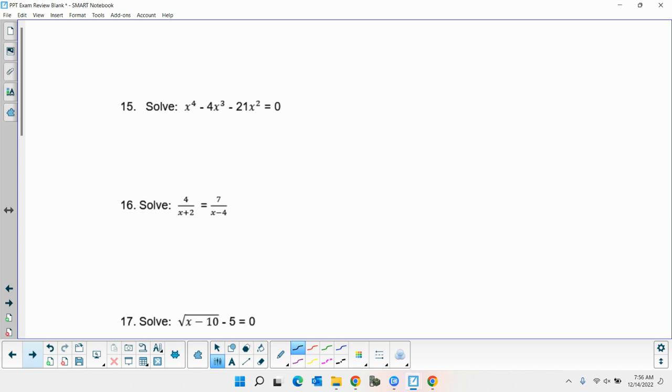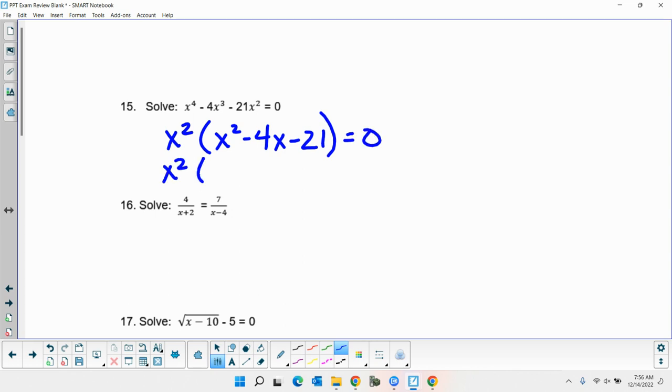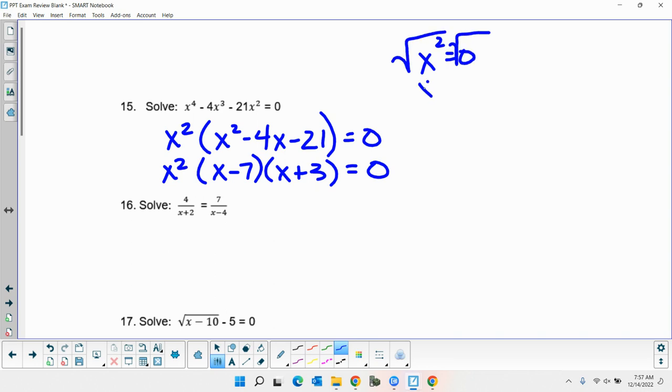It just says solve. You can solve it however you want, but this will factor pretty easy. It's got a GCF of x squared, and then you get x squared minus 4x minus 21, which is one of those regular trinomials, x minus 7, and an x plus 3. Negative 7 times 3 is negative 21, and negative 7 plus 3 is negative 4. Then you set each one equal to 0. So you got x squared equals 0. You take the square root of 0. What do you get? 0, right?